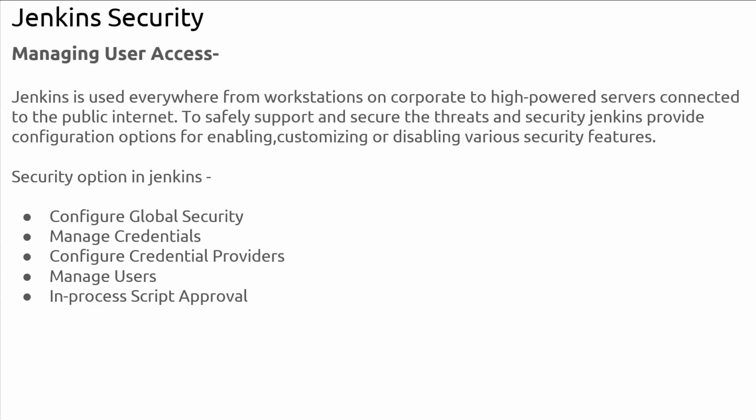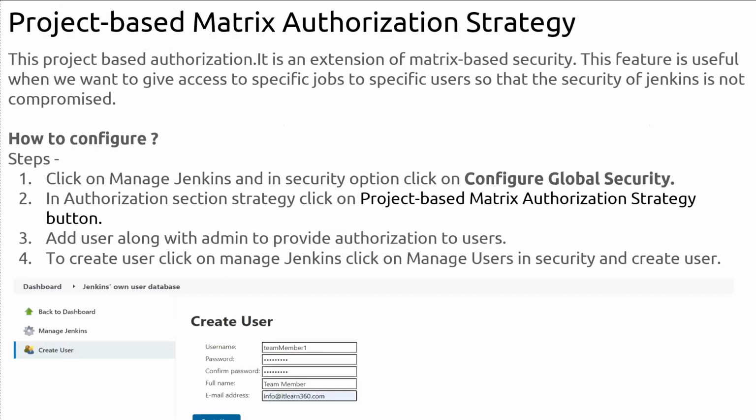Now, what are the options that help provide security in Jenkins? First, you need to go to configure global security, and there you need to pass the users. Second, you need to manage the credentials. Third, you need to configure the credential providers. And fourth, you need to create users that you can add to that project. In this process, script approval is allowed. These are the steps we basically follow while designing the project.